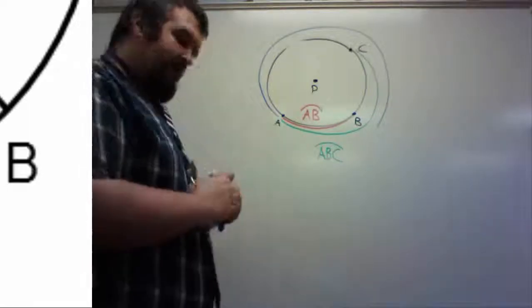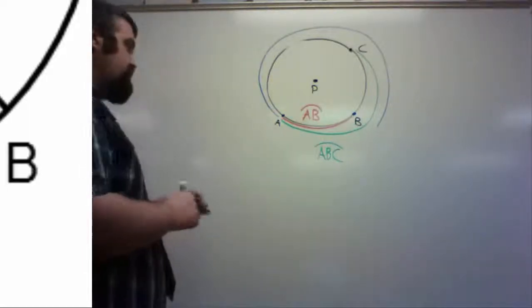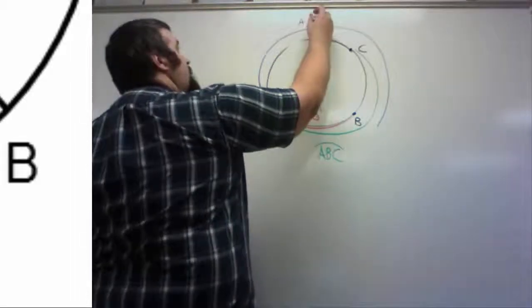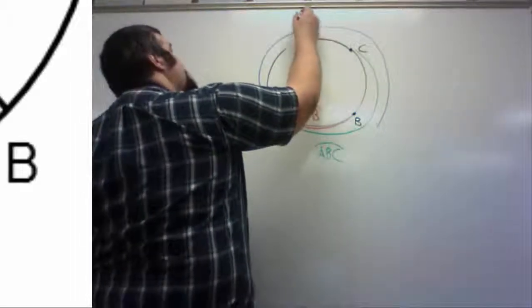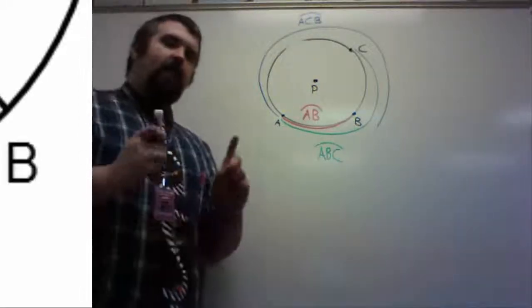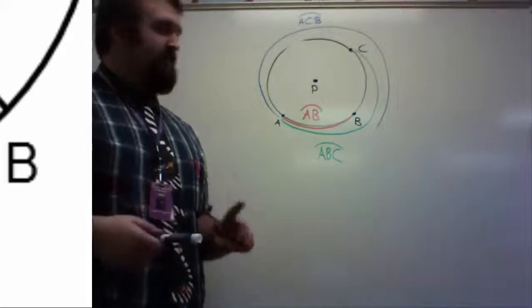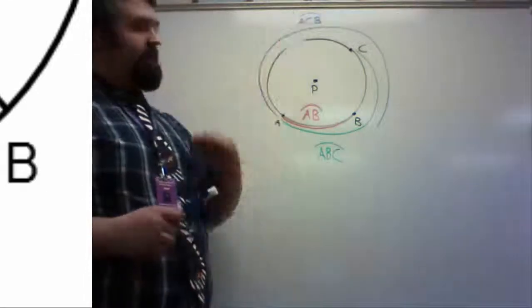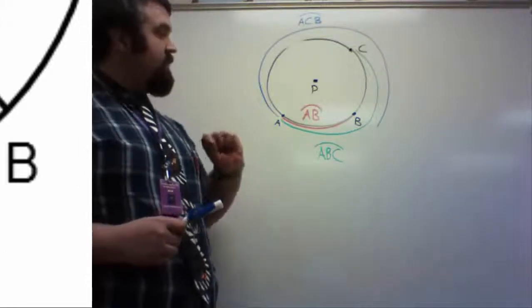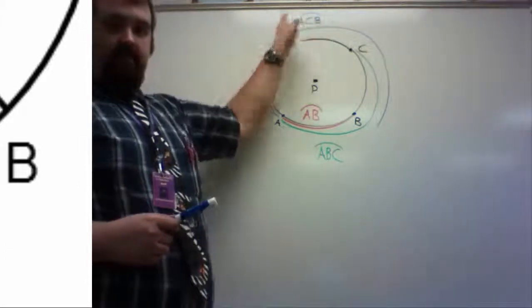And this blue arc here, well, it goes from A, it goes to B, but it goes through C. So this is major arc ACB. For major arcs and semicircles, you need 3 points to label it. The end points go on the outside, the point it goes through goes in the middle.